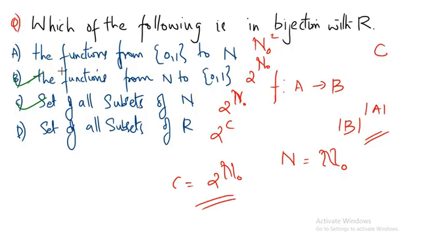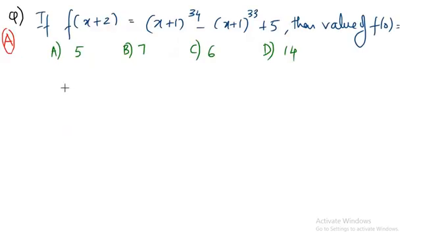So now let's move on to the next question. You can see this was actually a question asked from part A, that is, if f of x plus 2 is equal to (x plus 1) raised to 34 minus (x plus 1) raised to 33 plus 5, then we are asked to find the value of f of 0.